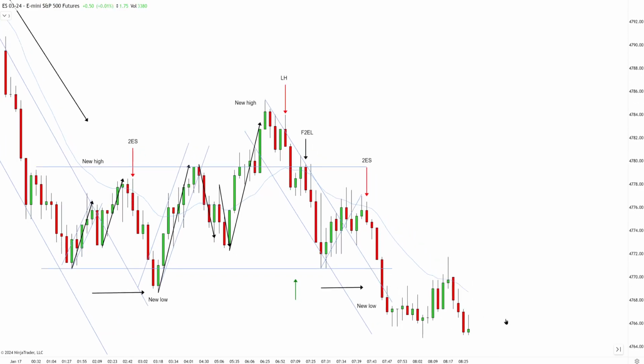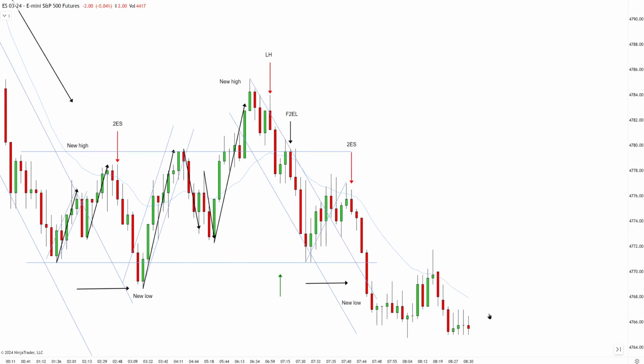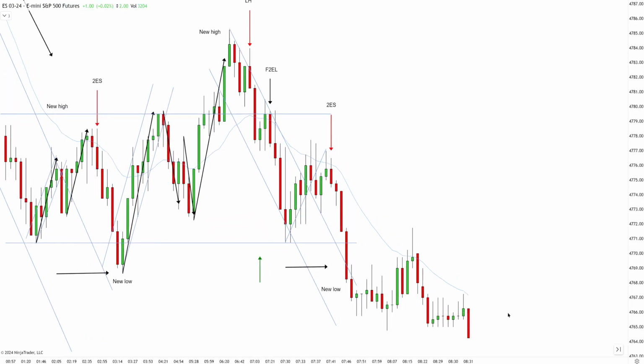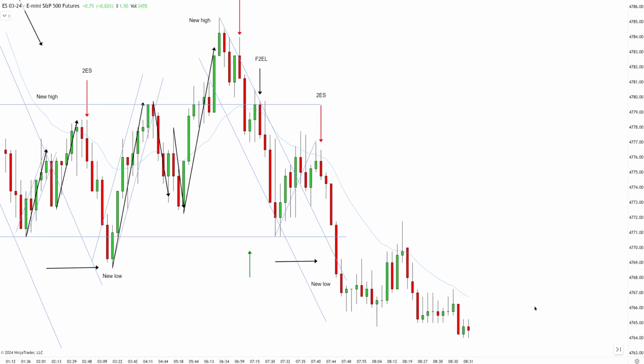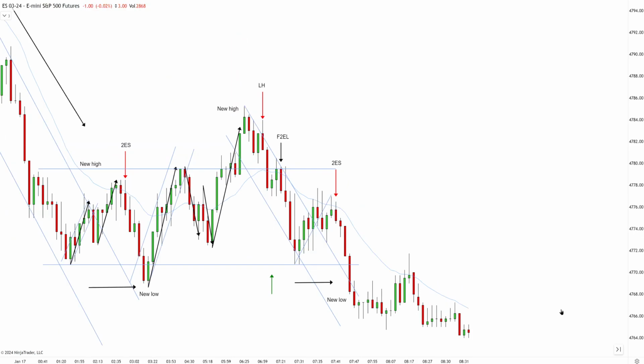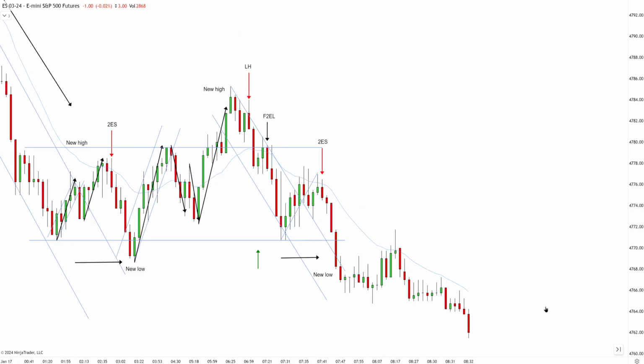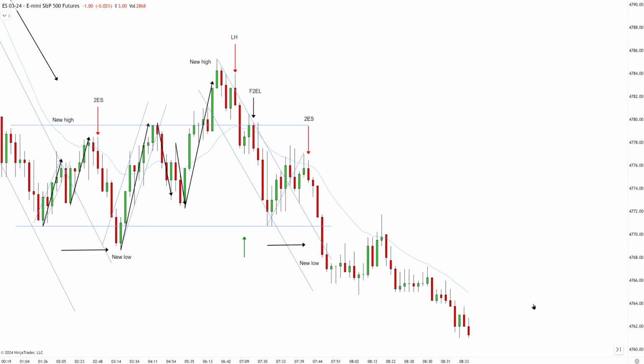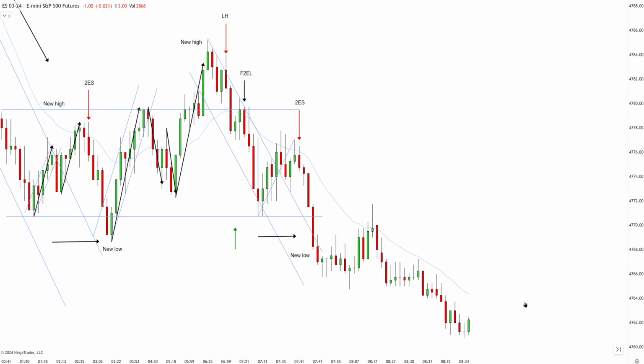Even though we keep working lower, it's not a safe high probability setup. I need to respect the structure. So I'm not buying. I'm not selling. I'm letting the price action develop. This is an area of development. You need to have a clear picture of what the price action is doing. So never be afraid to let price action develop a little bit more.